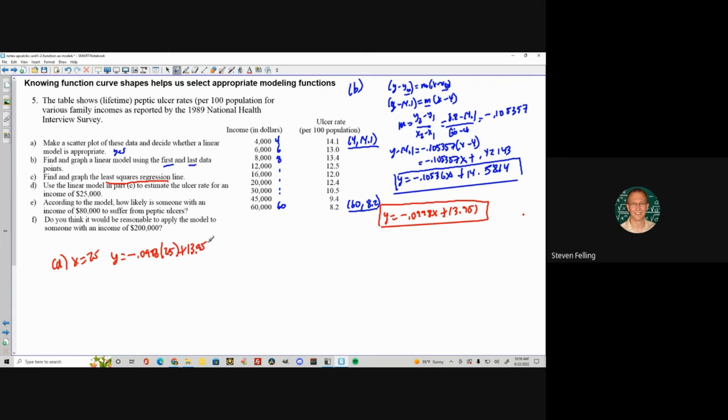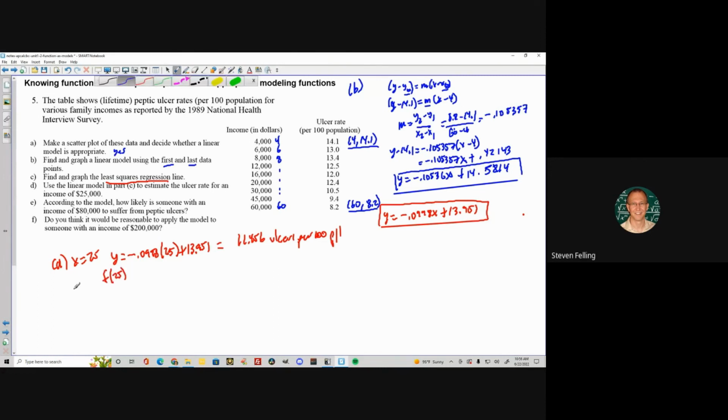plus 13.951, to get the answer, which turns out to be 11.456. We should always report to 3 decimal places and put units. This would be ulcers per 100 people. Okay, and the other symbol we can use for that is F of 25.